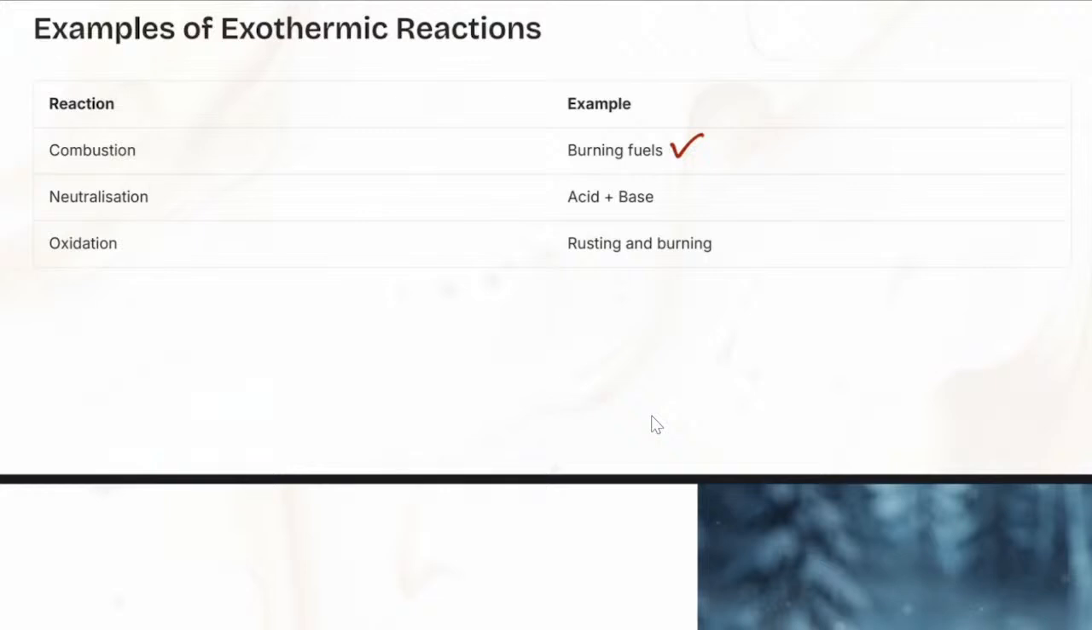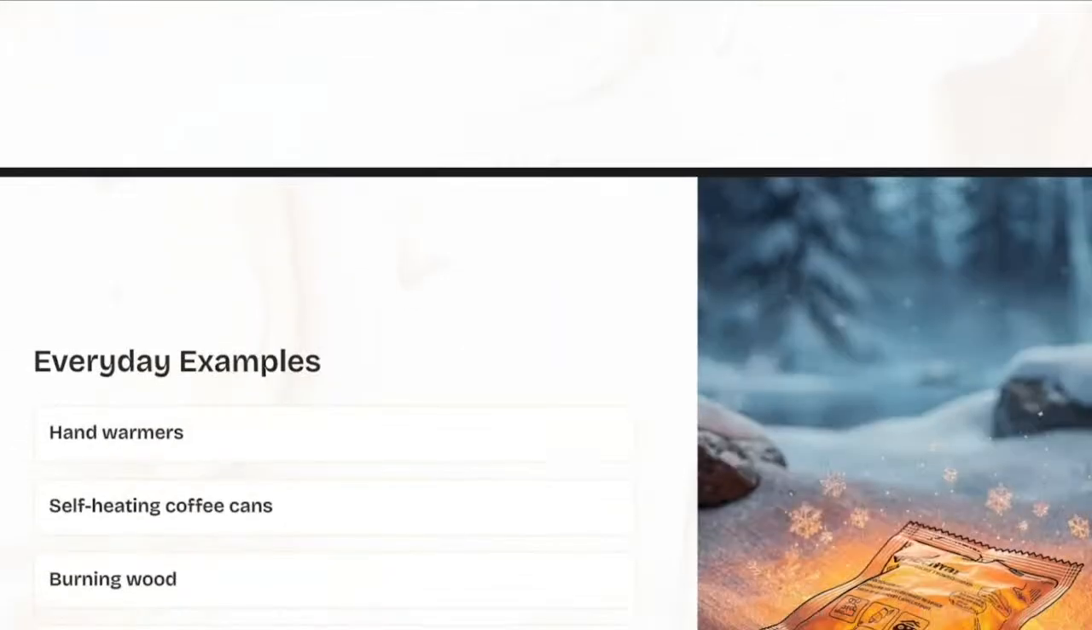Examples: anytime you burn a fuel, you feel it. Anytime you see a reaction producing heat, it's exothermic. It's releasing heat to the surroundings. So burning fuels of any type, then acid plus base reactions, then rusting and burning, whatever. These are all examples of exothermic reactions. They release heat.